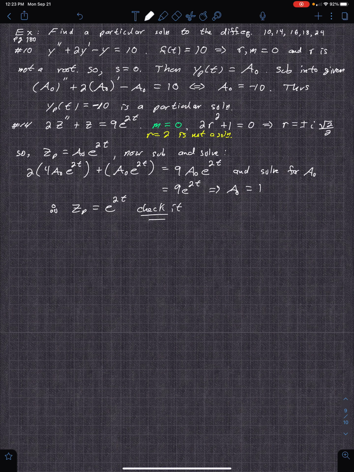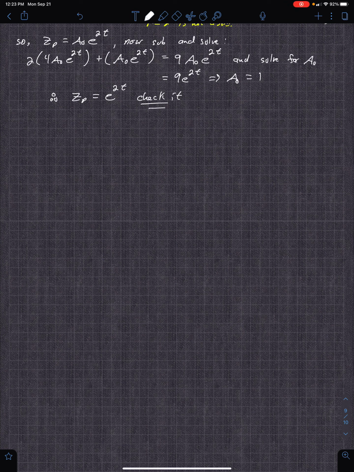Okay, let's do another one. Number 16. This one's a little long, so we'll go on to the next page. So they use theta: theta double prime of t minus theta of t is equal to t sine t. Okay, so that's what's given. From that, that's your f of t. We can see that beta is 1, alpha is 0, and m is equal to 1.